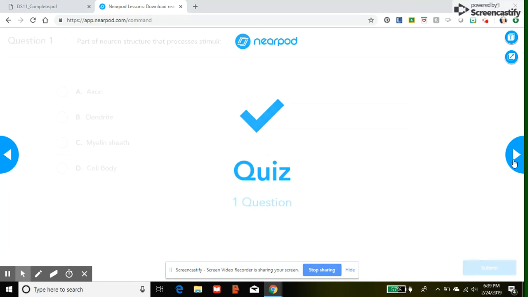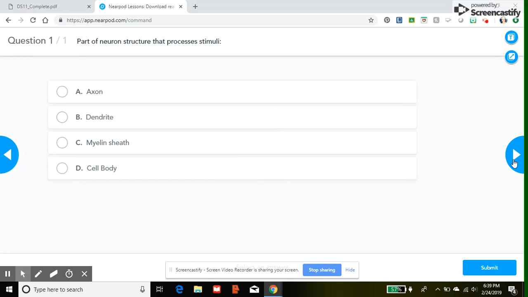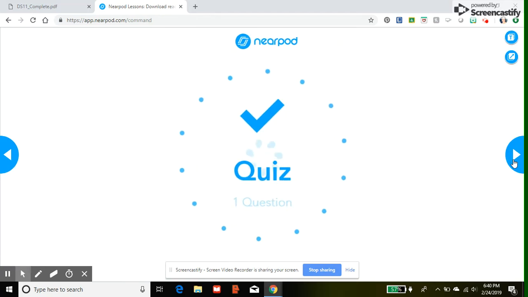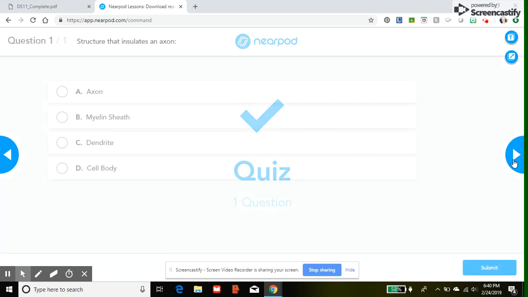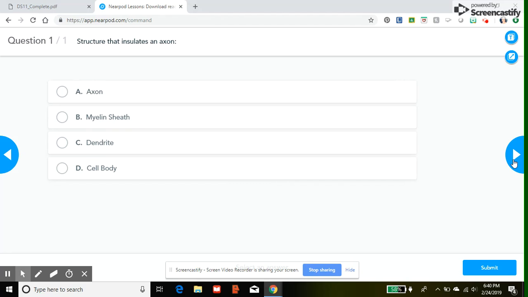All right, quiz time. Just mentally think through these. Which part of the neuron structure produces the stimulus? 5, 4, 3, 2, 1. Okay. Which one processes the stimulus? Should have been the cell body. Okay. All right. Question number 2, the structure that insulates the axon. 3, 2, 1. Okay, should be the myelin sheath.